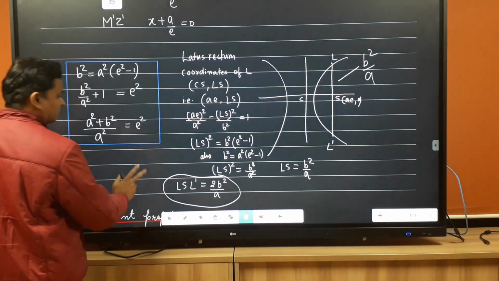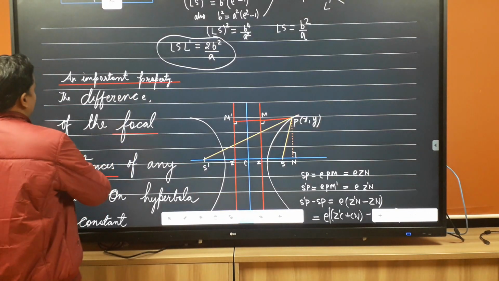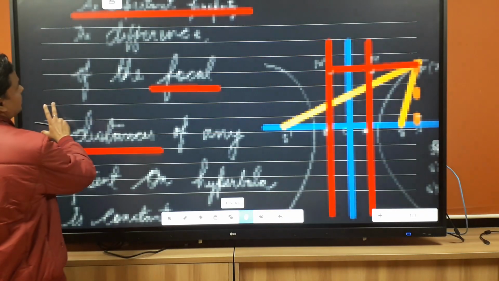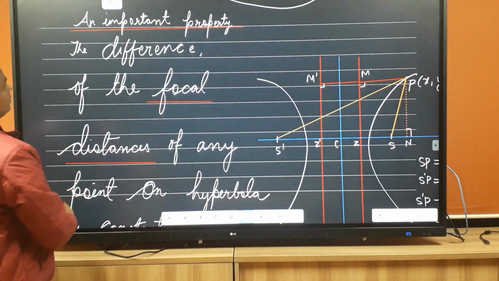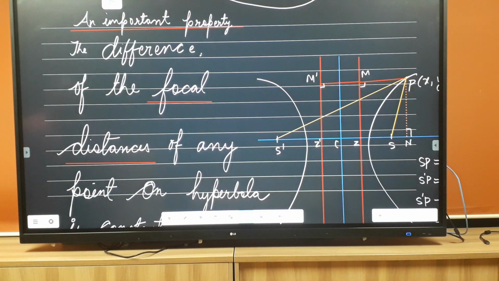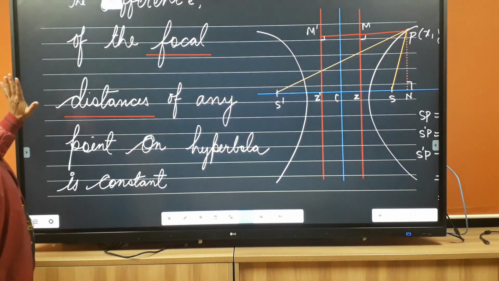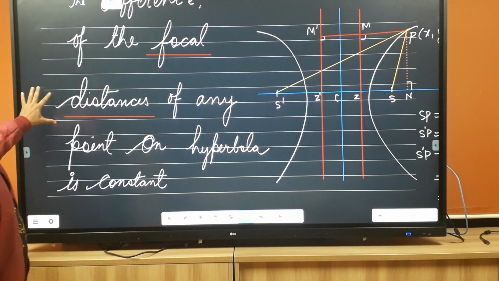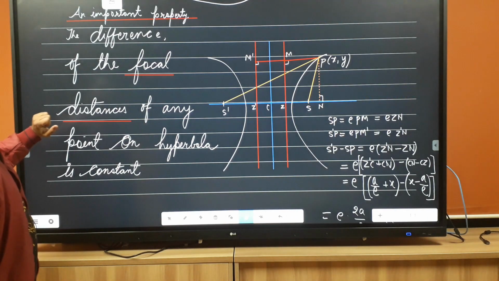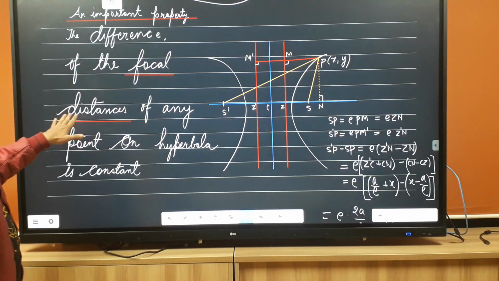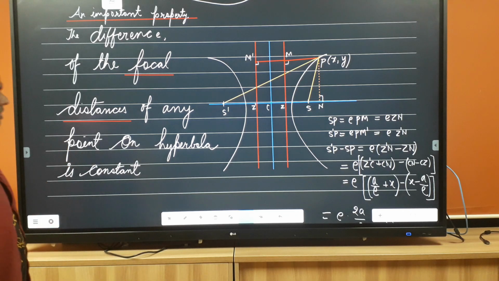So now moving ahead, an important property. What is this important property? See, the difference of the focal distance of any point on hyperbola is constant. The difference of the focal distance of any point on the hyperbola is constant.